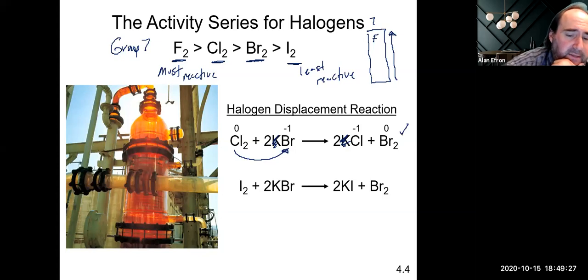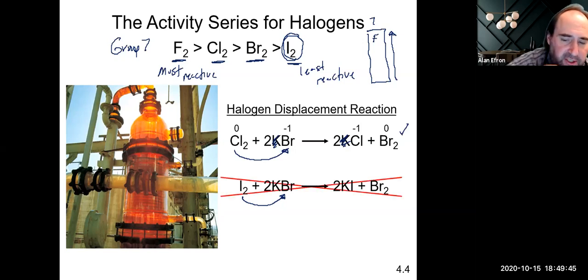Now, if we wanted to do this reaction, we would be seeing if the iodine would replace the bromine. By looking at group 7, we see iodine way at the bottom after bromine. That means that iodine is less reactive than bromine, which means that this reaction should not take place. Iodine is less reactive, so it's not going to be able to take place in that particular case. Any questions on that?